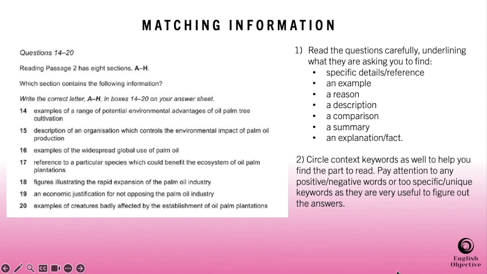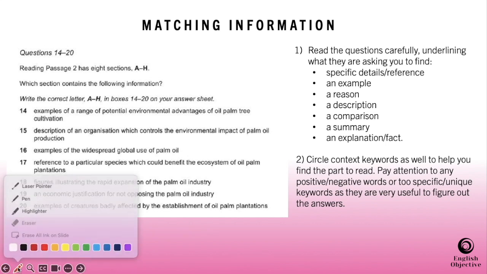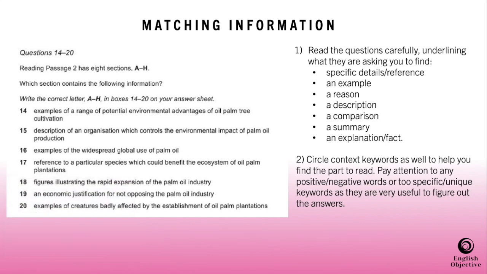Hi guys! So, we've been practicing matching information and now we're going to revise the steps that follow matching information. As you can see, we need to read the questions carefully, underlining what they are asking you to find. And you've got the 7 different types of information that they ask you to find in the sections.